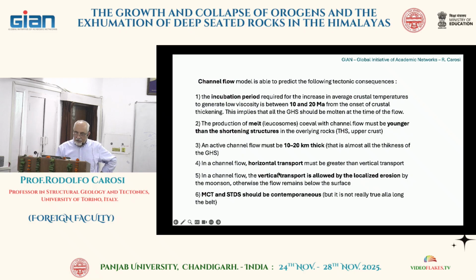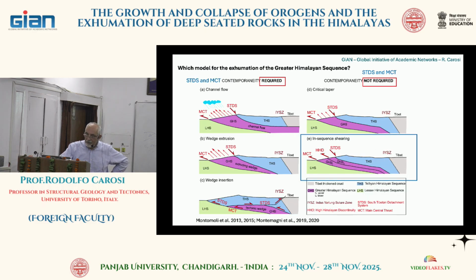This is a nice thing because in channel flow, vertical transport is allowed by localized erosion by the monsoon. Otherwise, the flow remains below the surface. So it was the first paper to stress the importance of erosion in helping the tectonics. And the last thing is that main central thrust and South Tibetan detachment should be contemporaneous, but it is not really true all along the belt. For example, in India, in Western Nepal, they clearly developed at very different times.